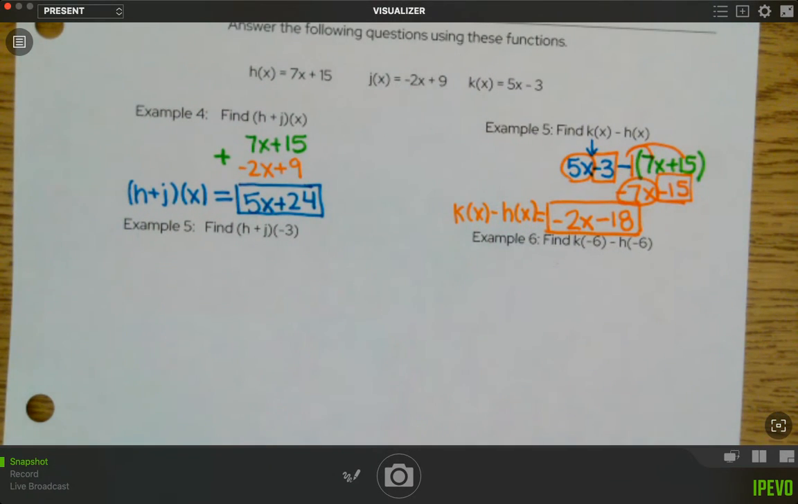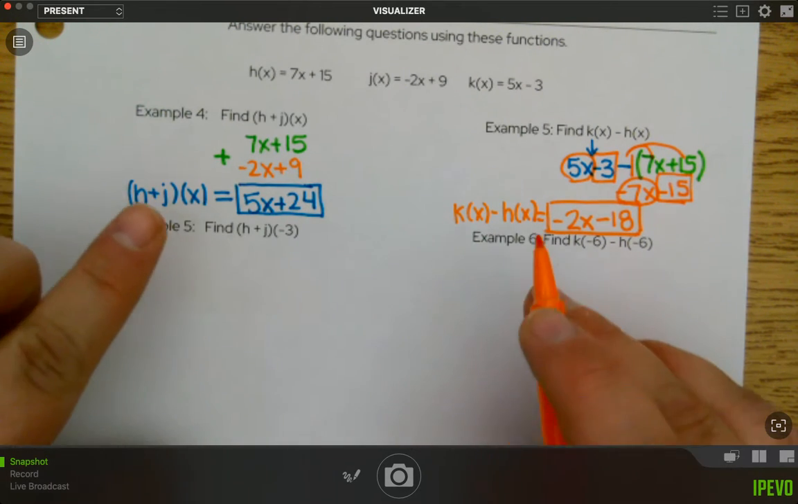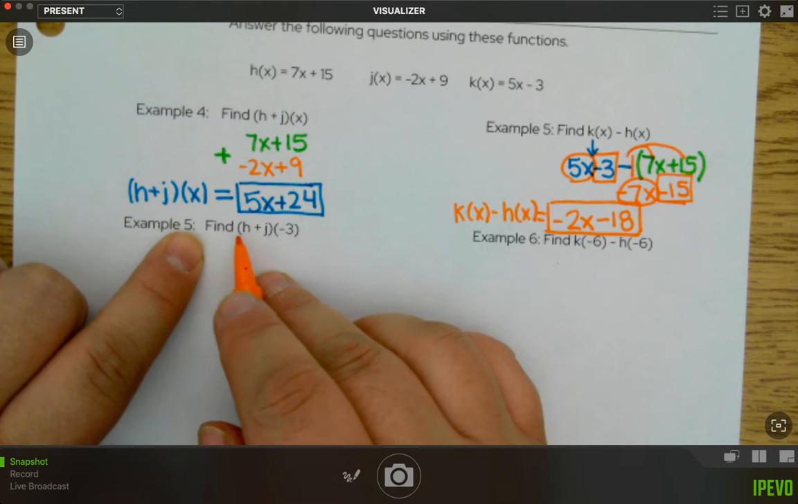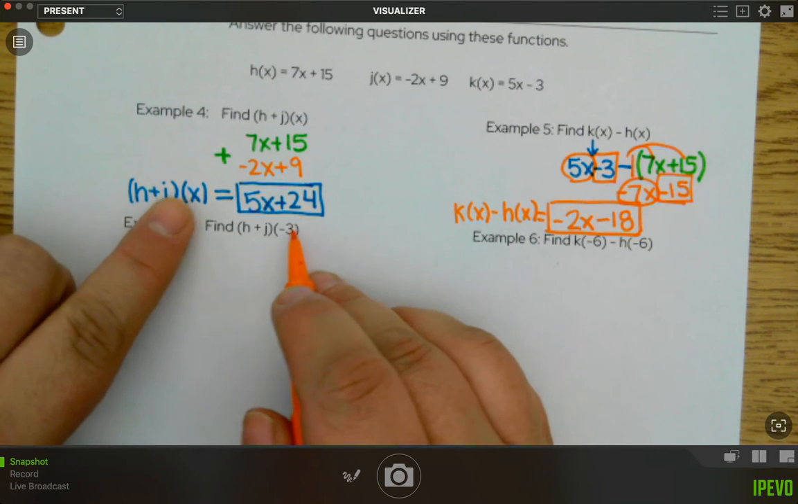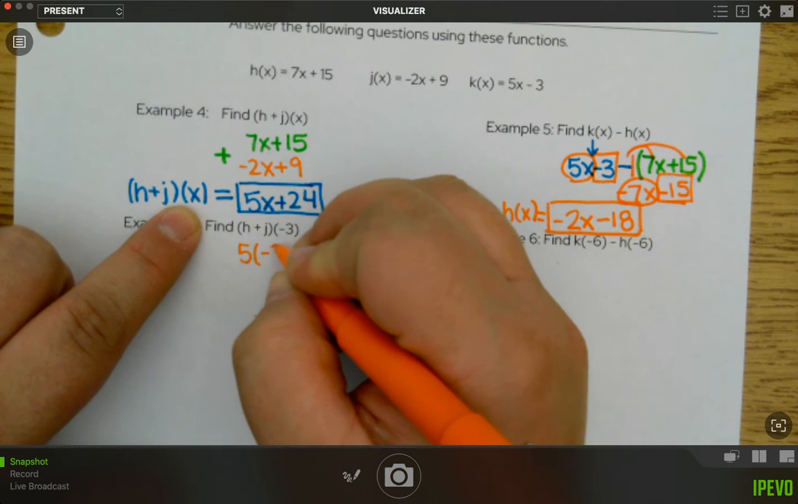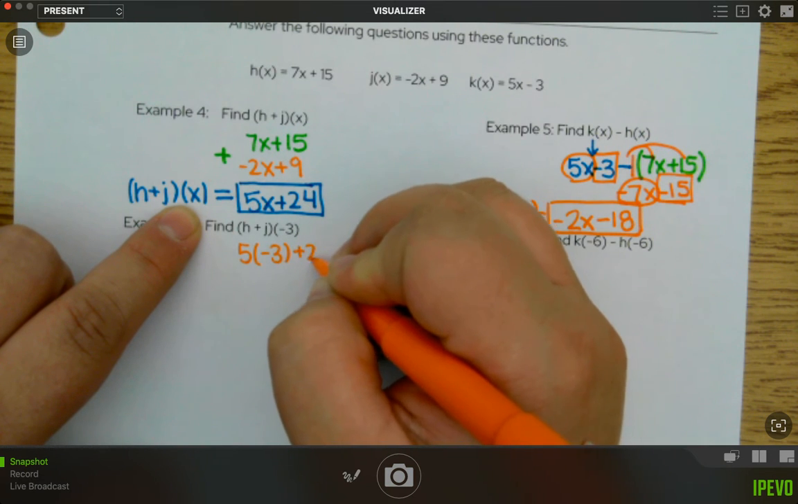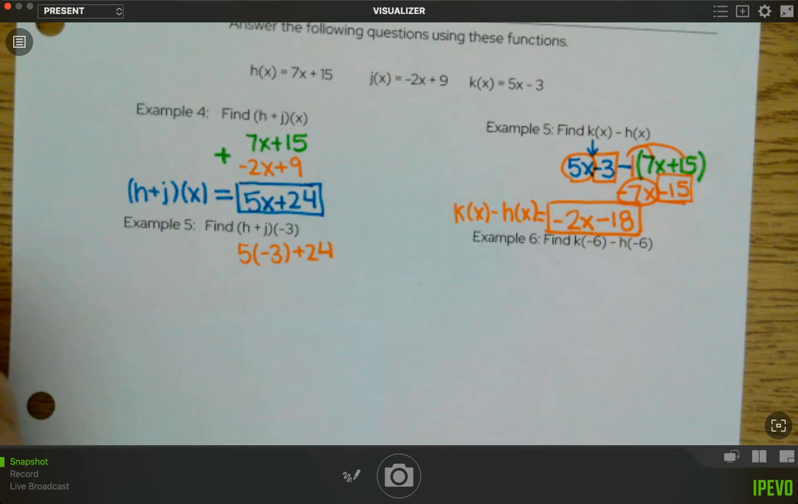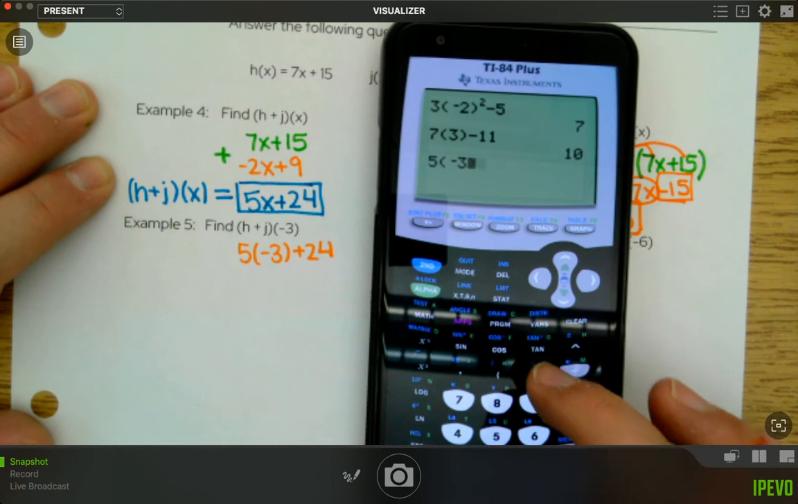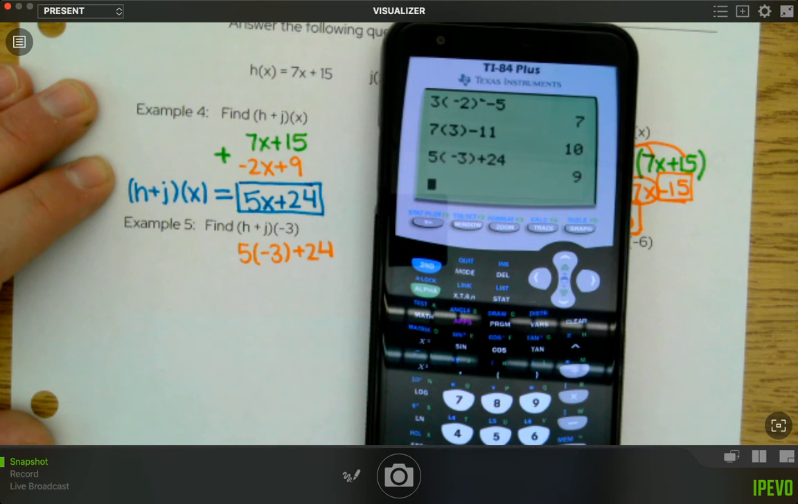Okay? And then you'll notice that these two, which should be examples 6 and 7, by the way, this is the same as this. The x is just changed to a -3. So we can just change the x to a -3, like that. And then 5 times -3 plus 24 is 9.